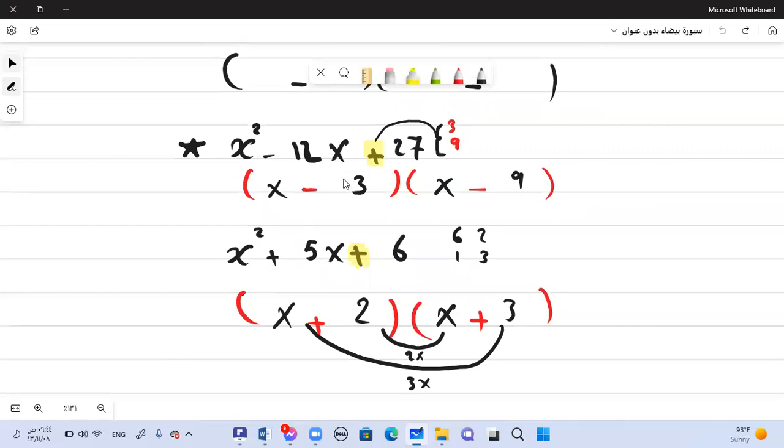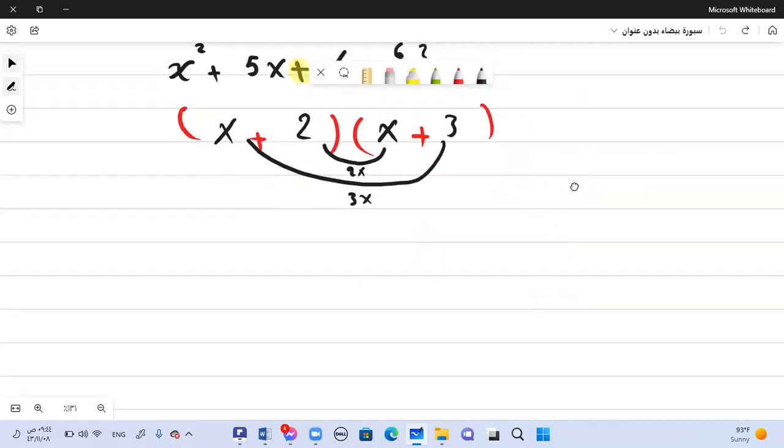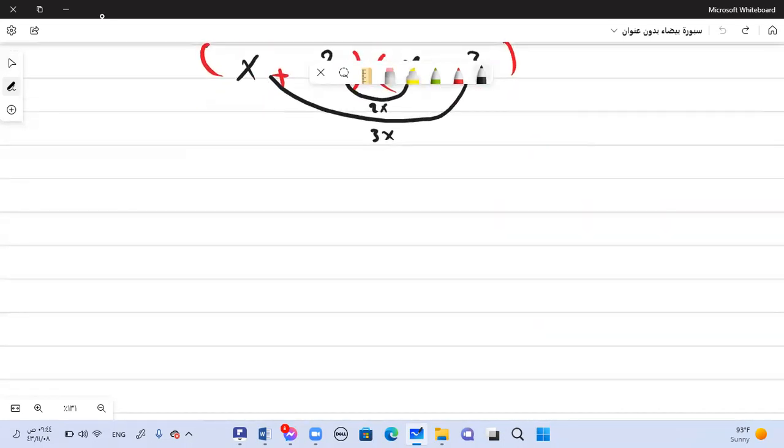Both negative, because the third sign is positive, we should put the same sign like the middle term. Yes. Okay. Another case about ax squared plus bx plus c.